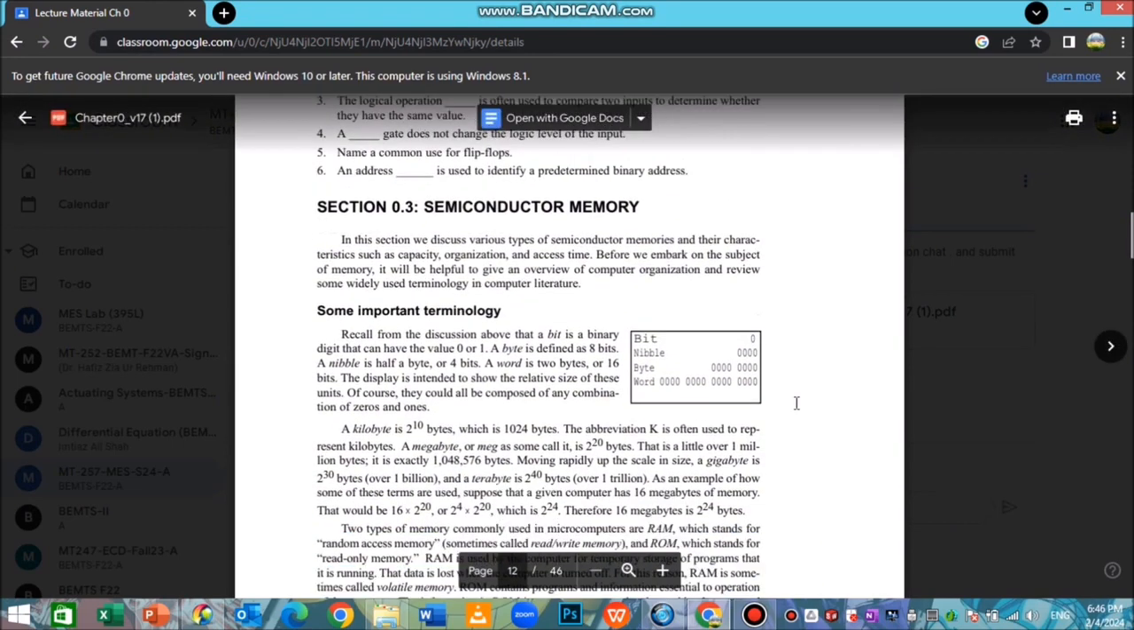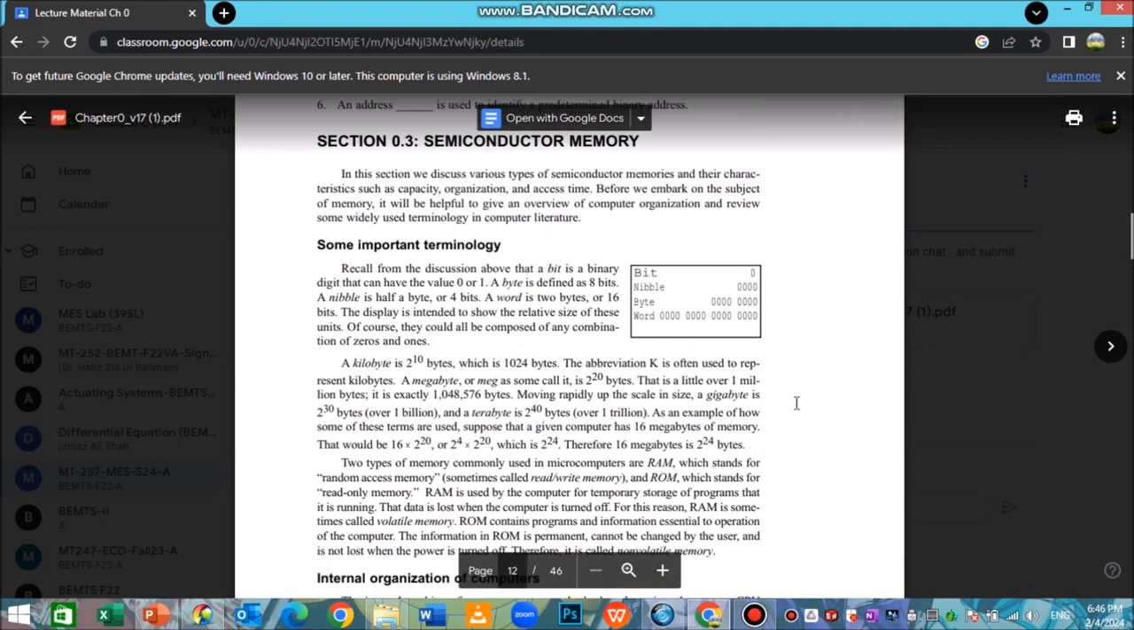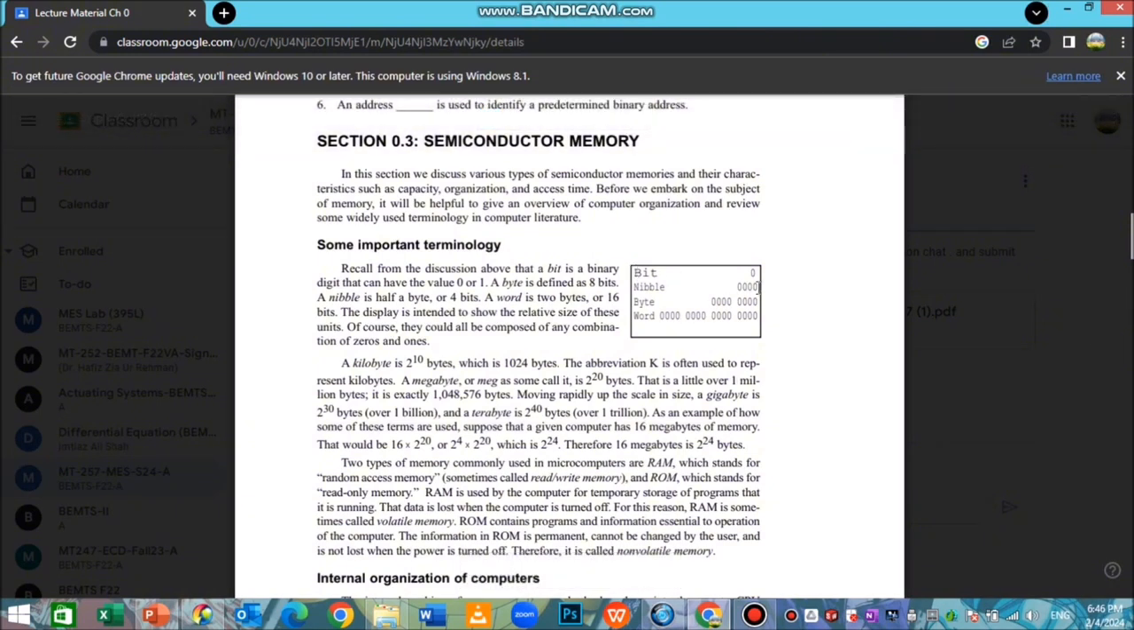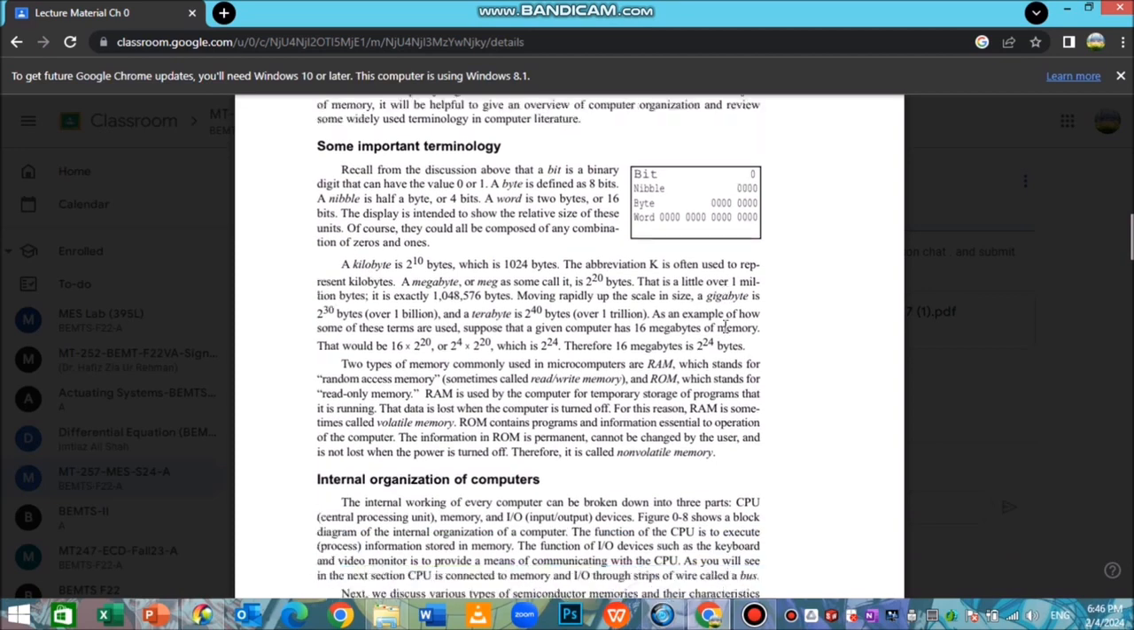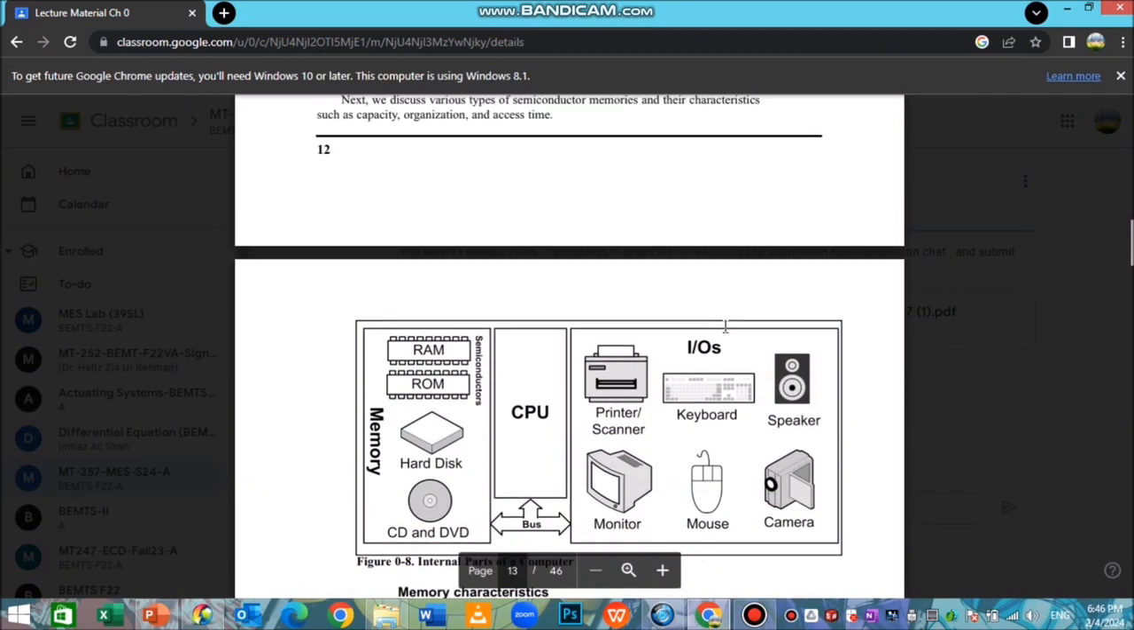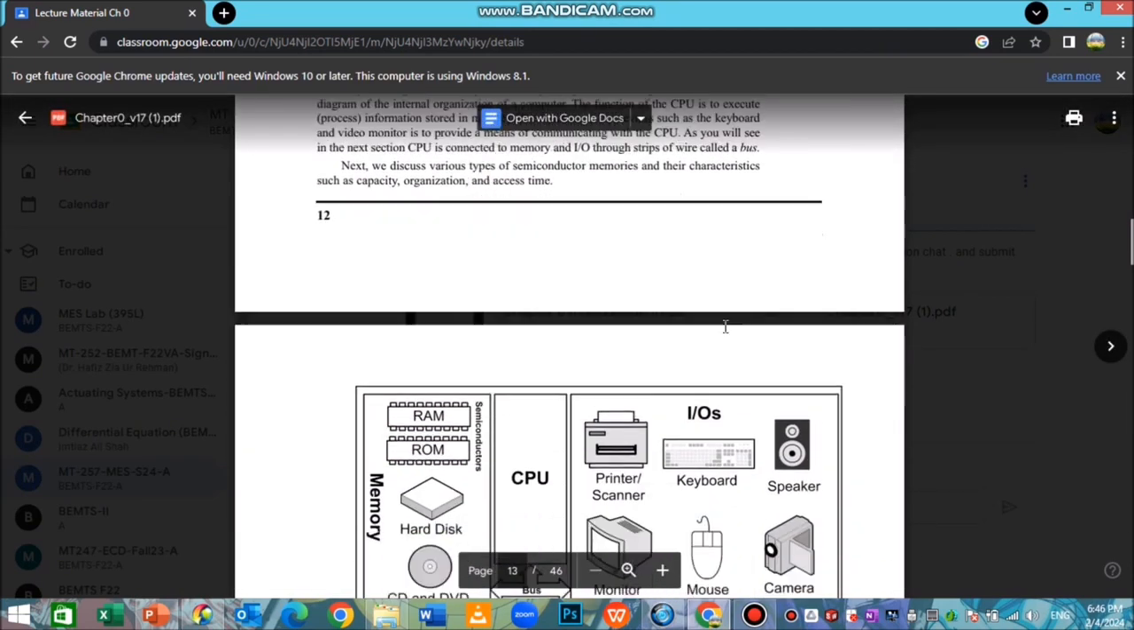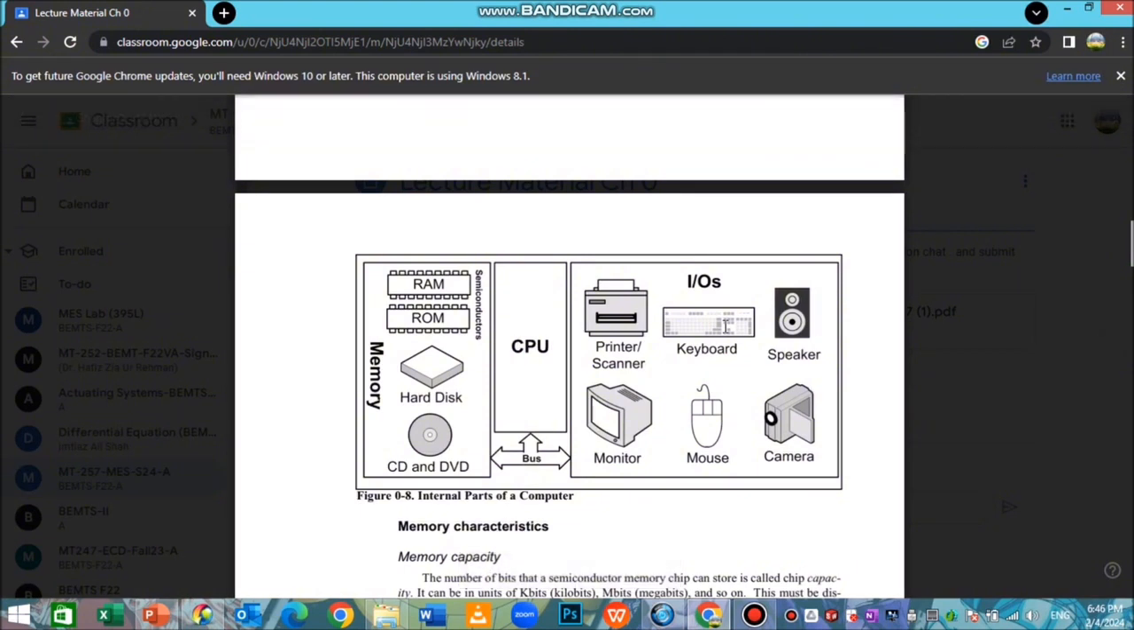This is basically DLD, and some important terminology. So these terms are important. A bit is represented as 1 bit. A nibble consists of 4 bits, a byte consists of 8 bits, and a word consists of 16 bits or 2 bytes. Then we have internal components. It's the same as we discussed already: the input, output, and the memory, the CPU, all of this stuff.